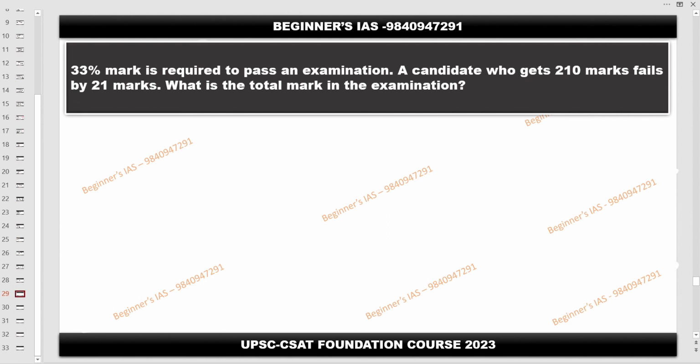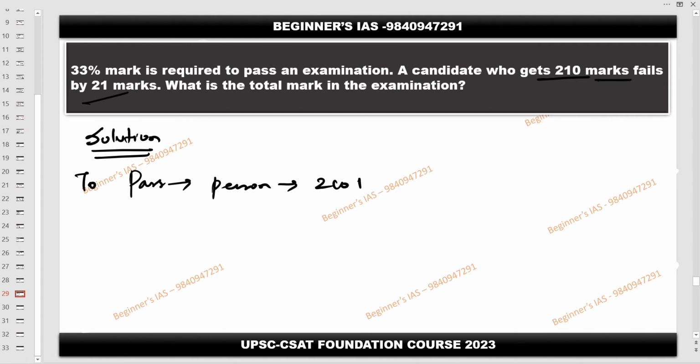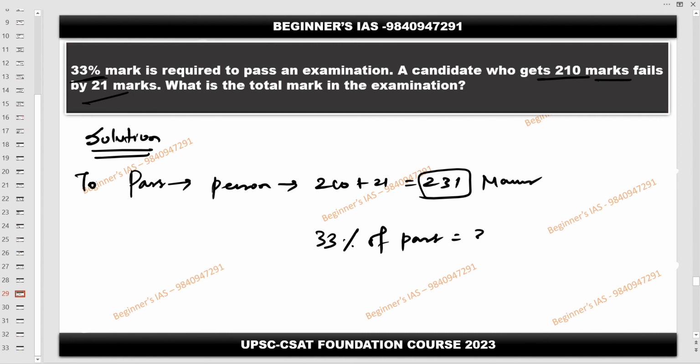700 means okay. So here is one logic. The candidate who gets 210 marks fails by 21. Which means that the pass mark is 231. To pass, a person requires 210 plus 21 marks, therefore 231 marks. So that is the minimum required pass mark. So 33 percentage of total is equal to 231.